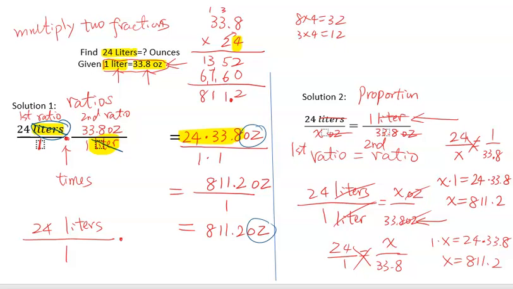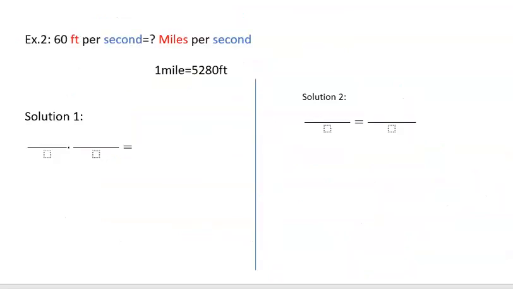So let's quickly look at another example here. 60 feet per second equals how many miles per second? Notice they're both per second, so we don't really have to do any conversion here. But we do need to convert 60 feet to how many miles. So first, from the chart, we found the conversion relationship between them. 1 mile equals 5,280 feet.